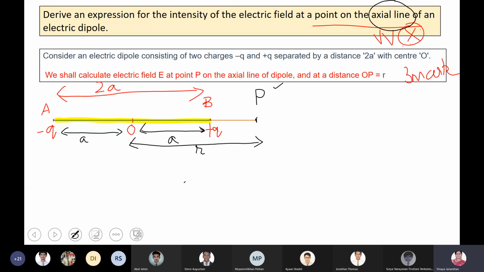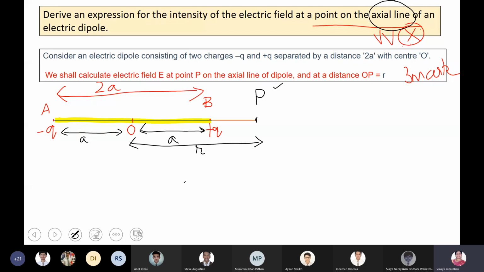Ma'am, charge is a scalar quantity, right? Yes, charges are scalar quantities. Okay, fine. Please draw the diagram. Just write the statement, because writing the statement is very important.